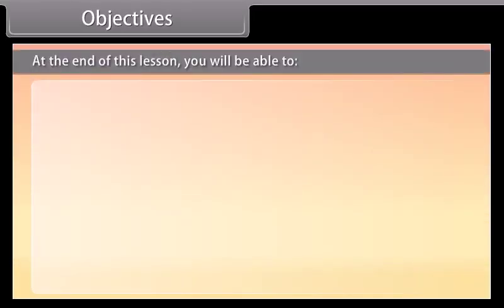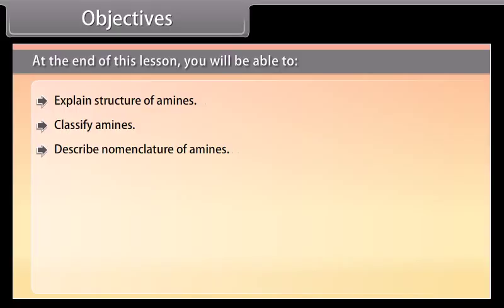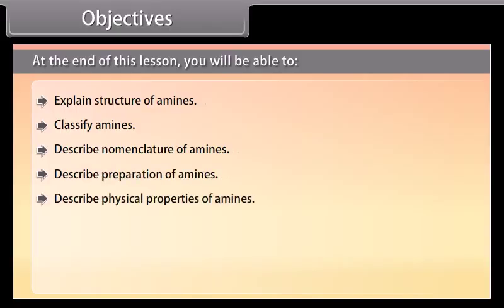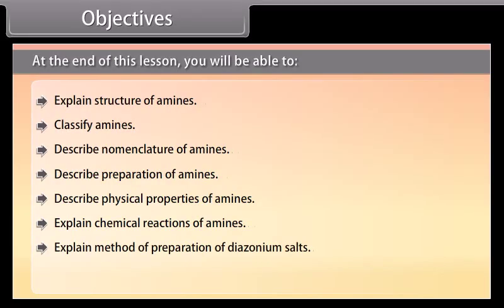At the end of this lesson, you will be able to explain structure of amines, classify amines, describe nomenclature of amines, describe preparation of amines, describe physical properties of amines, explain chemical reactions of amines, explain method of preparation of diazonium salts, explain chemical reactions of diazonium salts.